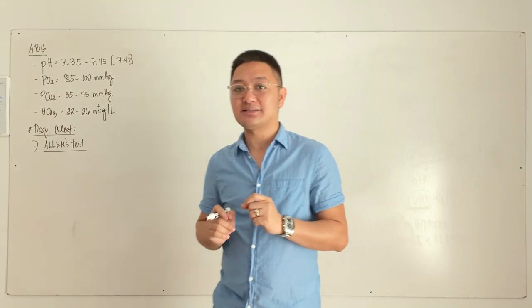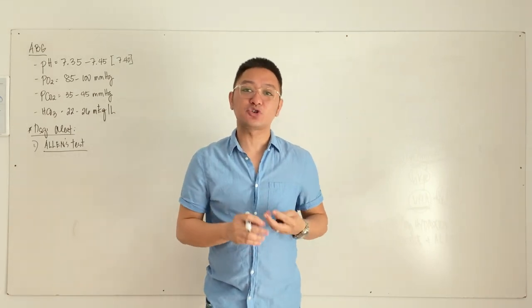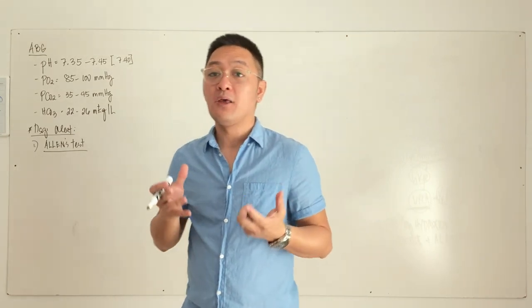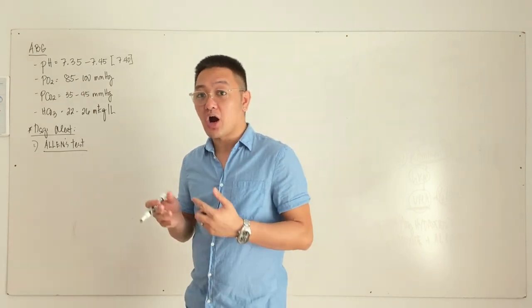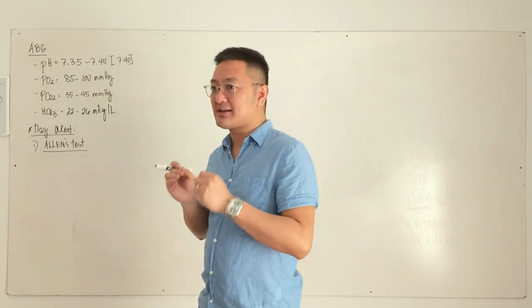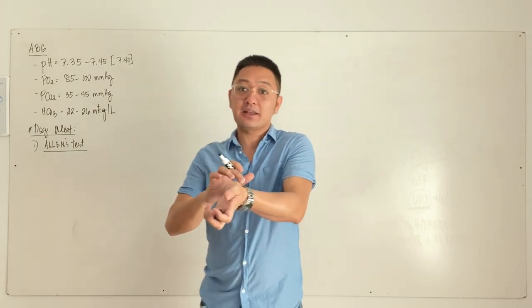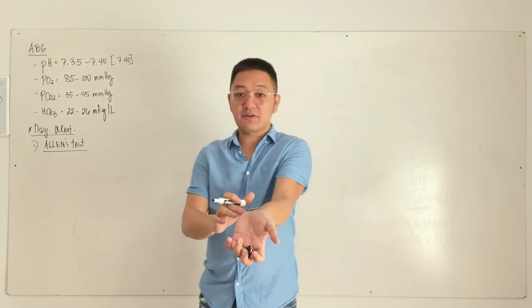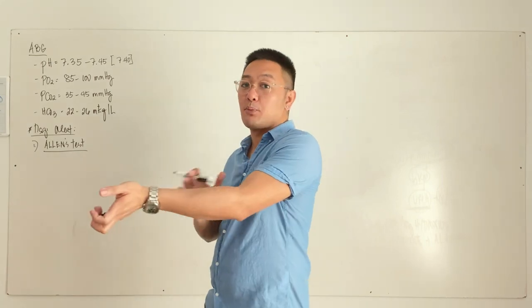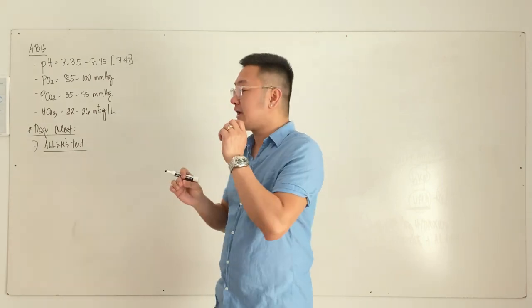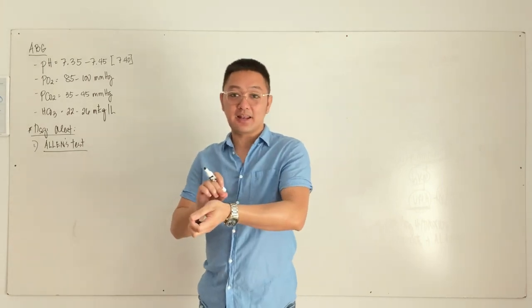The thing to remember with your Allen's test is that it is a test that evaluates collateral circulation of the vessel, particularly your artery. So what common vessels or arteries are being used in your ABG? You can use the arterial line here in your radial. You also have the ulnar artery, and the brachial artery. Initially, what we use is the radial artery.